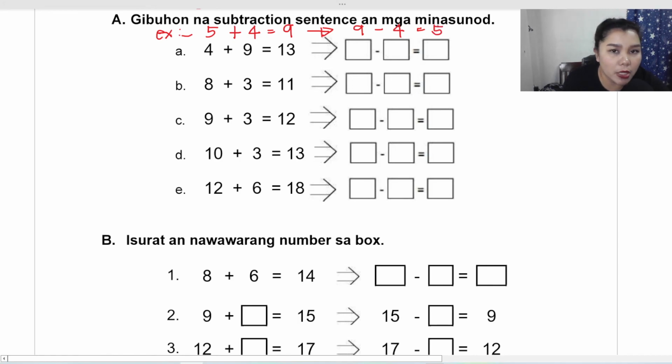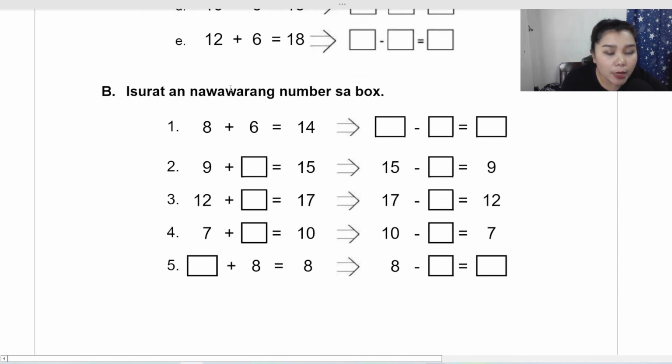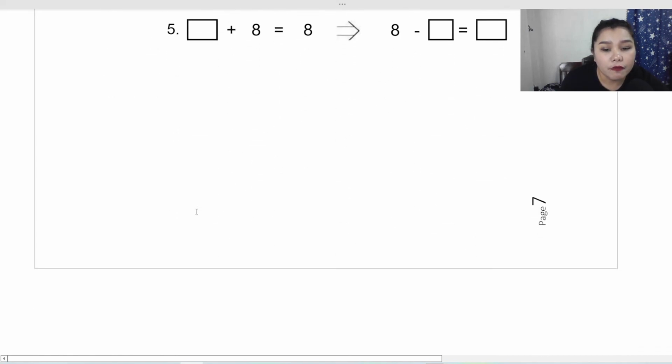So, that is what you have to do for part A. And then, for part B naman, may mga kulang siya, but you can make use of the given so that you can complete the number sentences. So, number 1, 8 plus 6 equals 14. So, kompleto siya. But, for number 2, 9 plus blank equals 15. Paano na siya magiging subtraction sentence? And also with number 3, number 4, and then number 5.